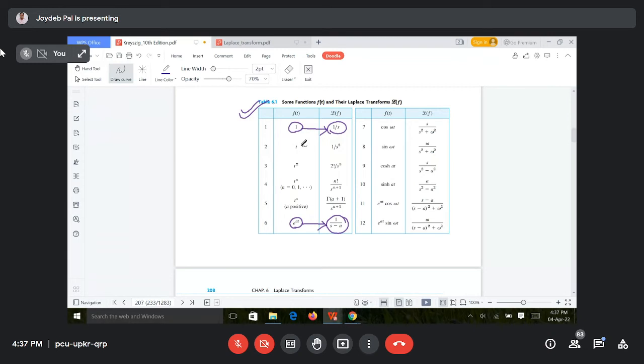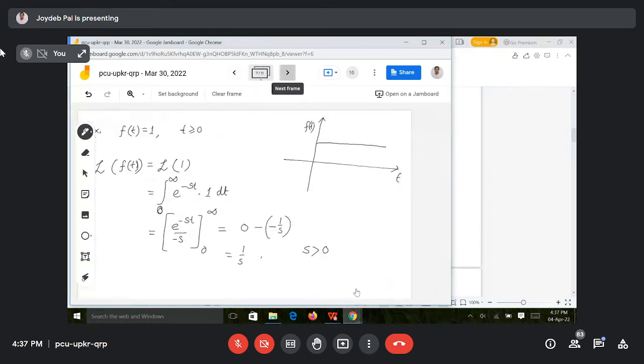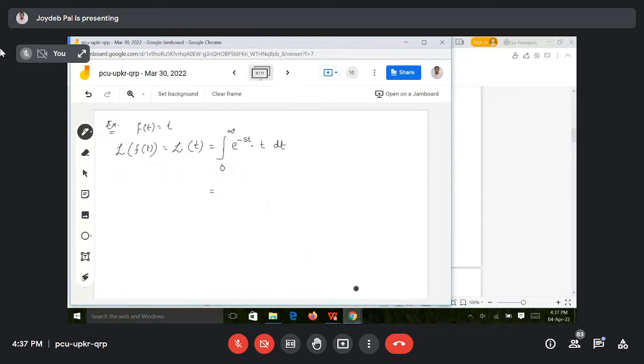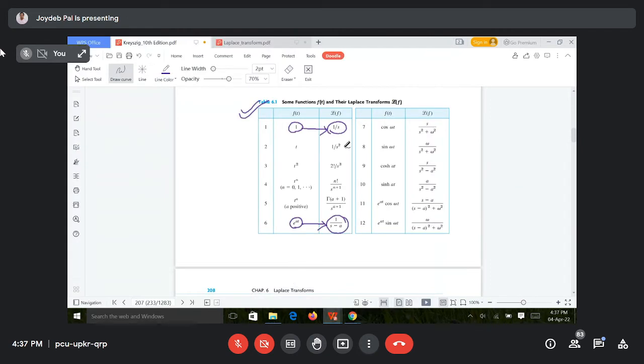Now polynomial type. Polynomial type means, I have asked you to do it yourself: the Laplace transform of f(t) equal to t. By solving that integration you will get the Laplace transform of t. And what it will be, by that integration, you will get 1 by s square. You check it by that integration, 0 to infinity e to the power minus st into t dt. You do it, you will get 1 by s square. So that is also a tabulated formula.